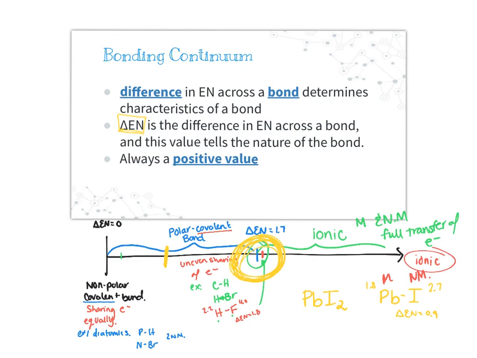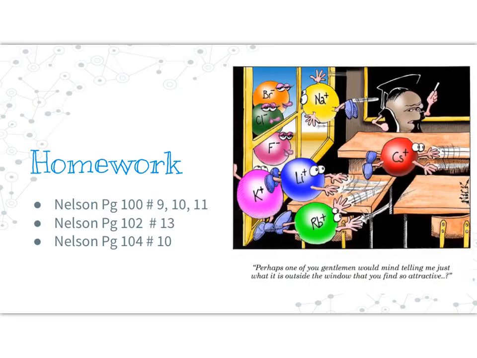So is the bonding continuum perfect? Absolutely not. It really starts to break the rules for our ionic compounds. However, it is really helpful for remembering the difference between polar covalent and non-polar covalent. So covalent, again, being two non-metals. This is where it's very helpful. There are some practice questions in your textbook, and I would recommend taking a look at those.